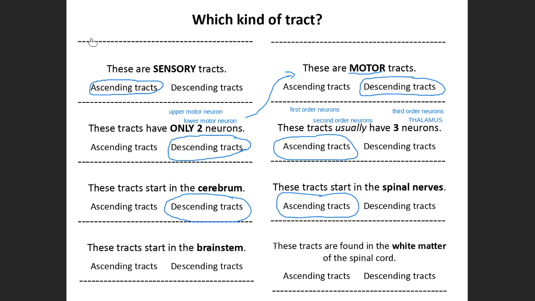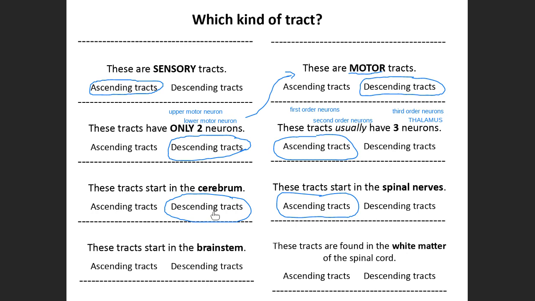That first order neuron synapses with a neuron in the spinal cord, the second order neuron. And remember, the second order neuron says, this sensory stuff is above my pay grade. We're shooting it up. So the second order neuron is what forms the ascending tract, goes all the way up to the thalamus, where it meets with the third order neuron that sends that information where it's supposed to go. So ascending tracts have 3 neurons. Descending tracts have 2 neurons.